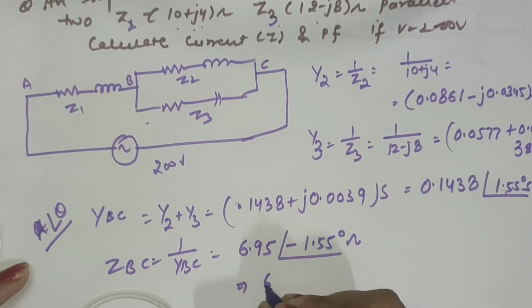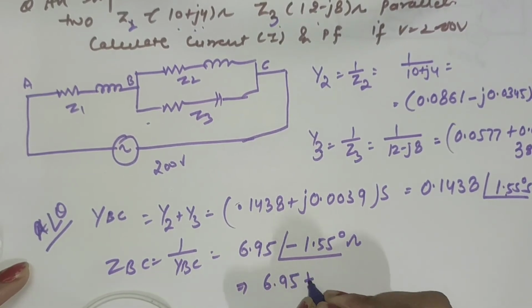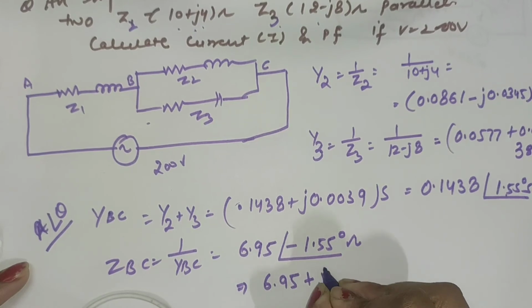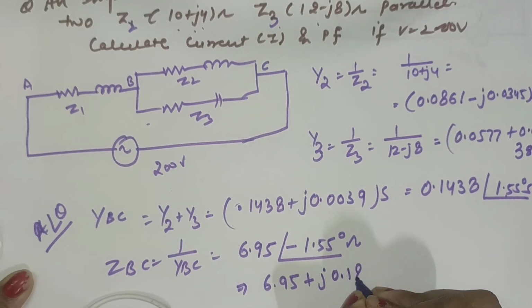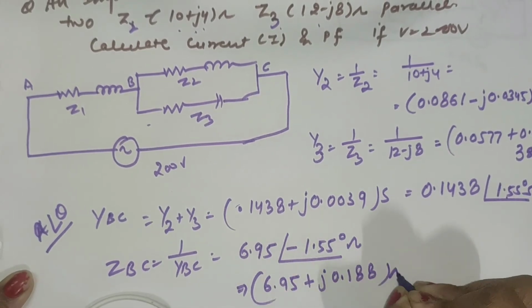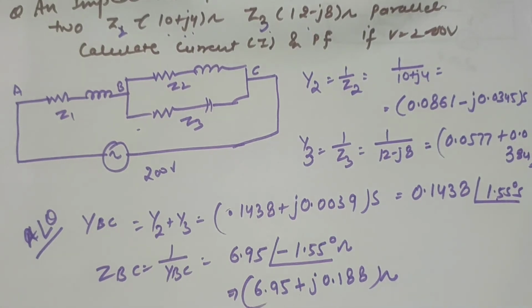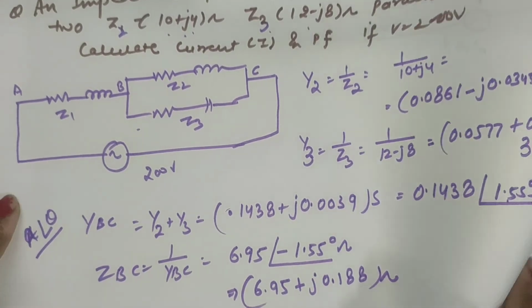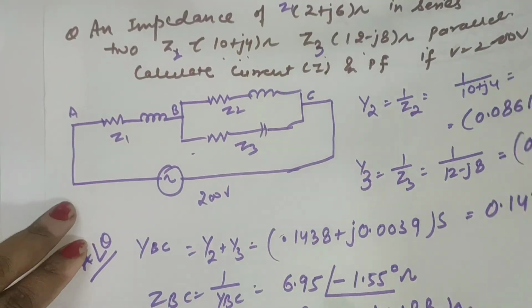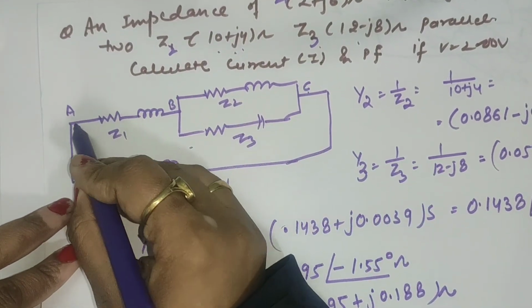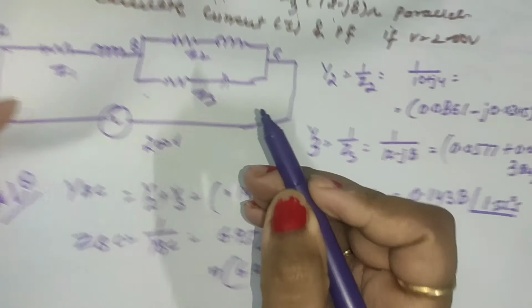So here 6.95 is a, plus j into b, b is 0.188. I hope you all know the polar form. Please go and check whether it is correct or not. Okay, so this is the ZBC form. Now you have ZBC. Then you have to calculate ZAC, the total impedance.